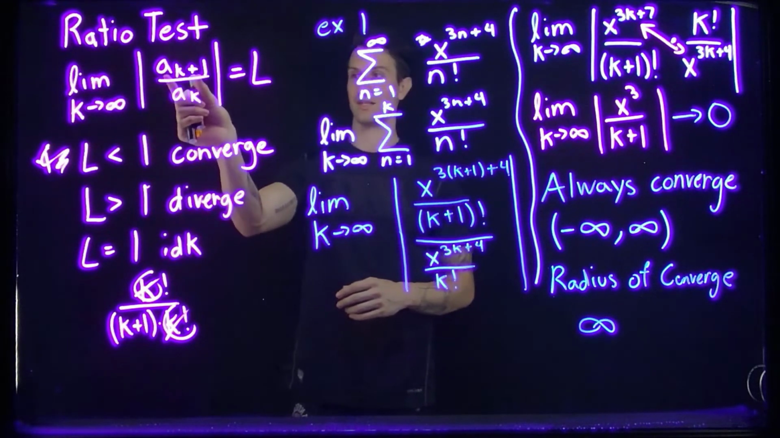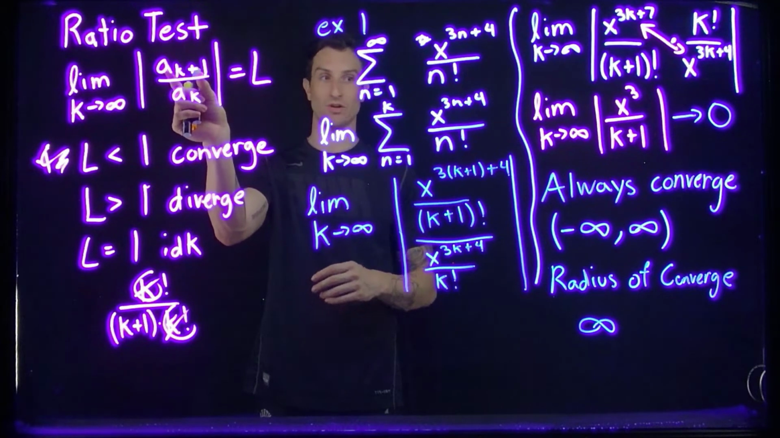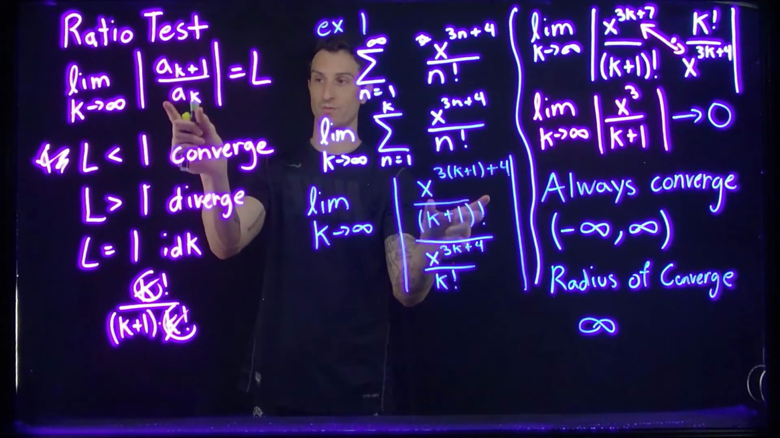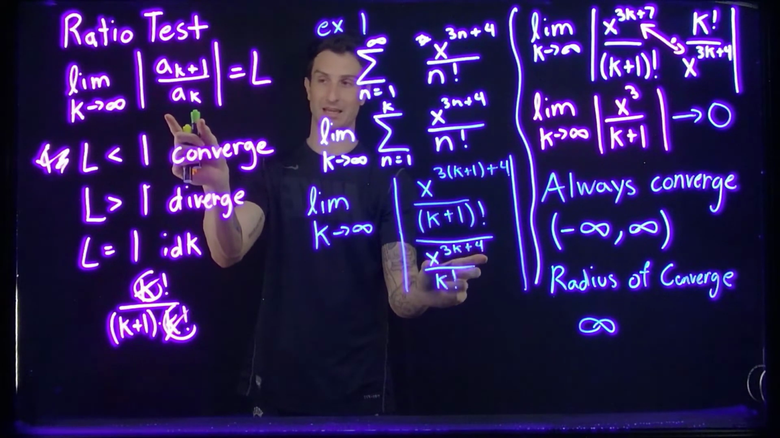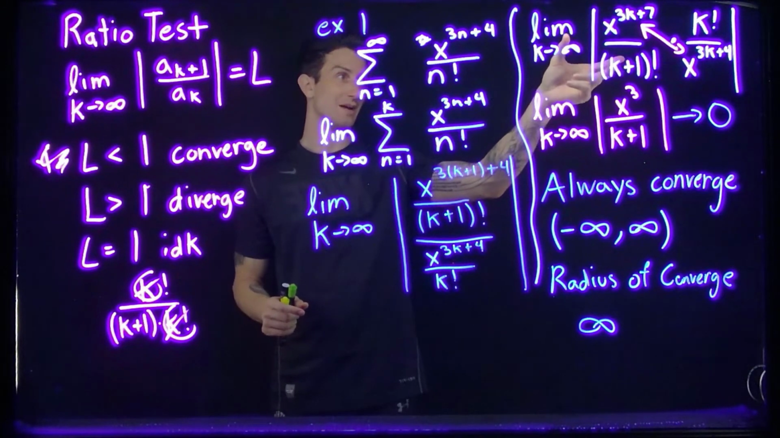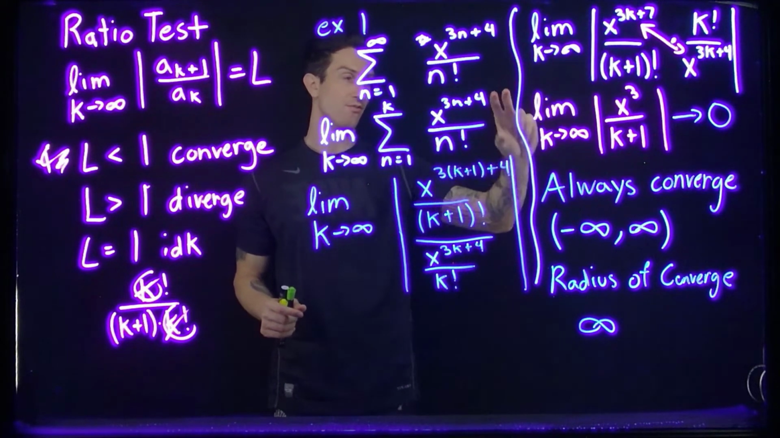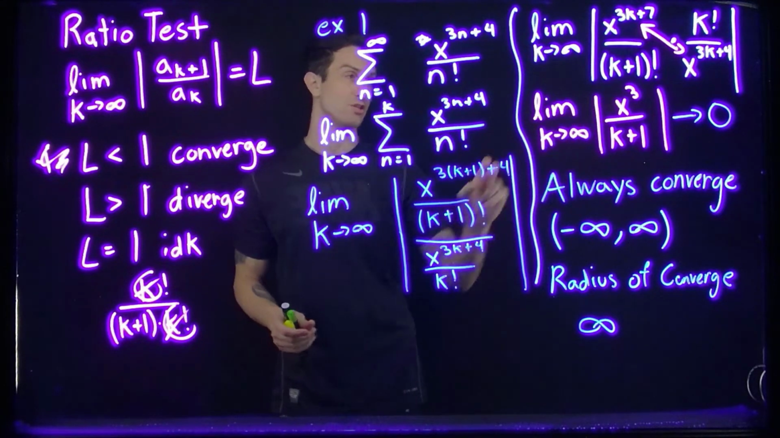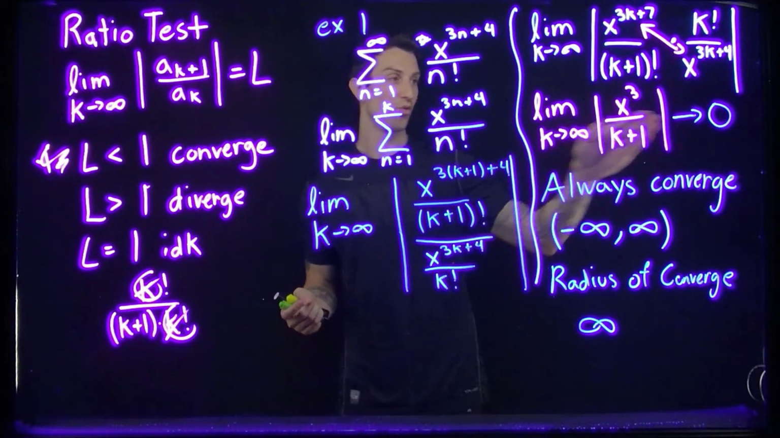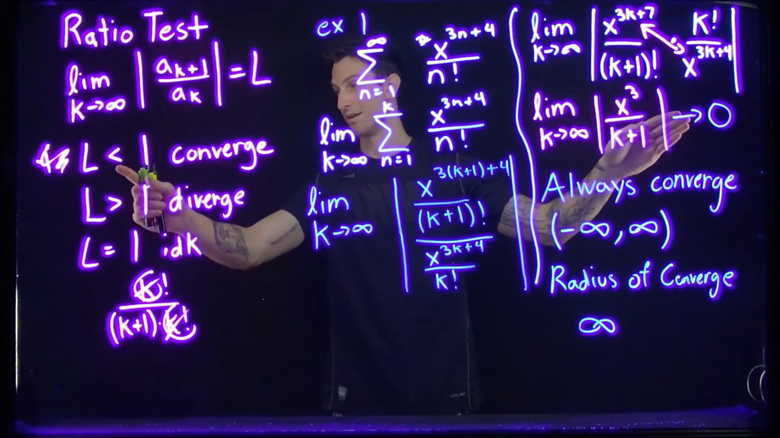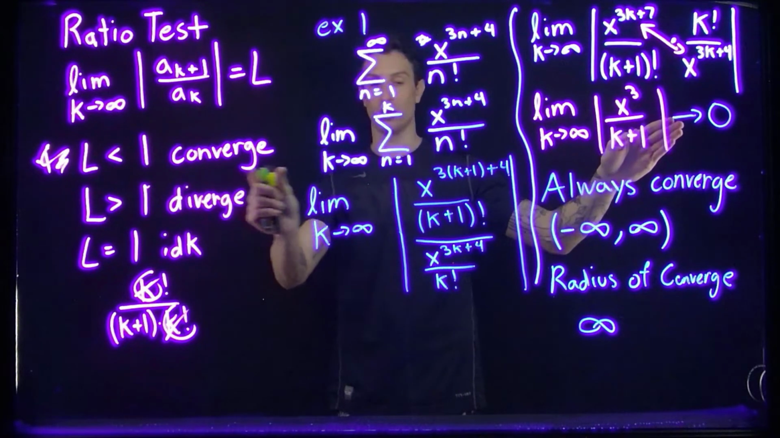Again, all we're doing is substituting. We're doing the k plus 1 term divided by the previous term, a to the k. We should be able to make some algebraic simplifications. From there, we're taking the limit as k goes to infinity. In this case, it always goes to 0, which is always less than 1, so it will always converge.